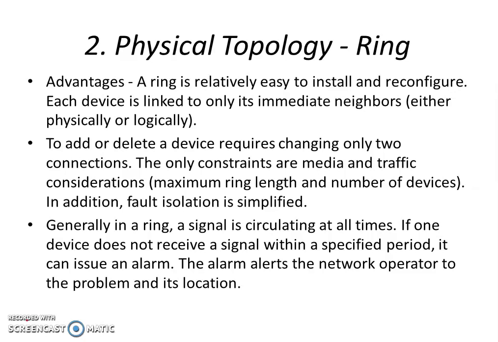And if one of the devices does not receive a signal within a specified period, it can issue an alarm. This is to identify a fault with the token. For example, if a system acquires a token and it has been disconnected or shut down, the token will not be available in the ring. So after a particular time, the alarm will be generated, and a new token will be put into this ring topology. The alarm alerts the network operator to the problem and its location. So these are the advantages.